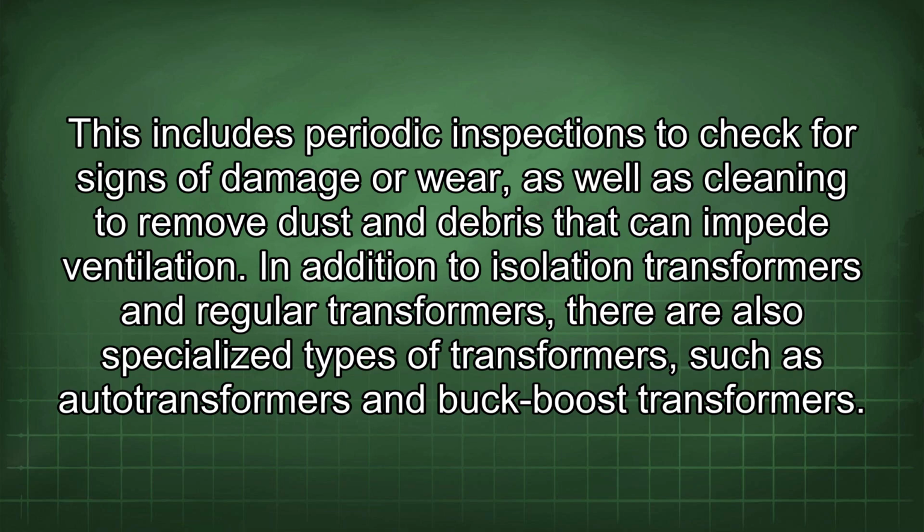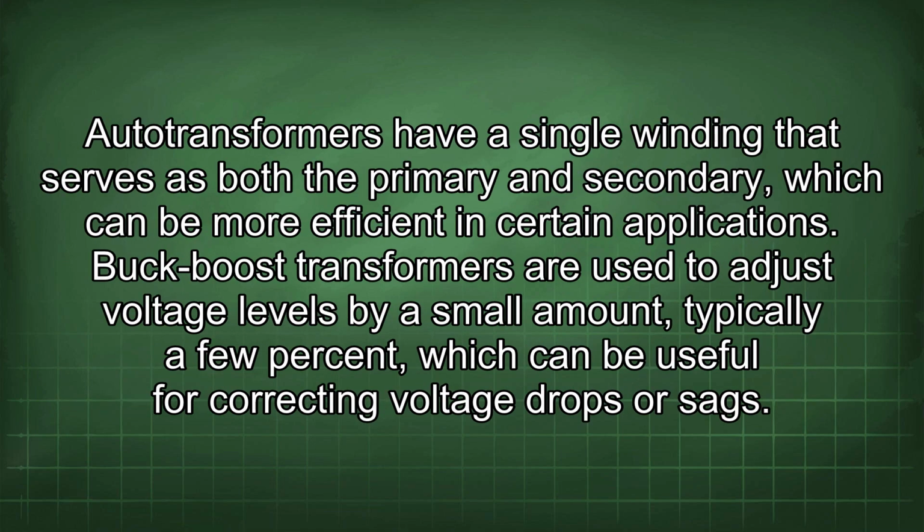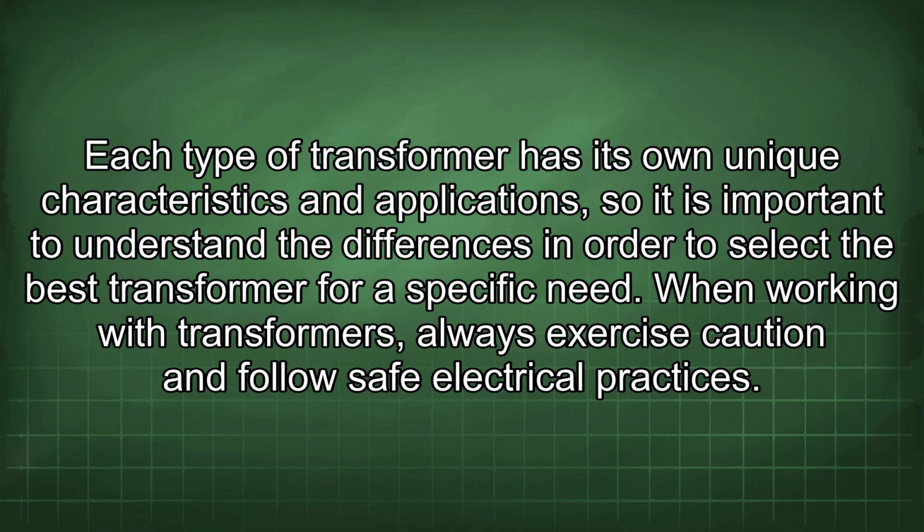In addition to isolation transformers and regular transformers, there are also specialized types of transformers, such as autotransformers and buck-boost transformers. Autotransformers have a single winding that serves as both the primary and secondary, which can be more efficient in certain applications. Buck-boost transformers are used to adjust voltage levels by a small amount, typically a few percent, which can be useful for correcting voltage drops or sags. Each type of transformer has its own unique characteristics and applications, so it is important to understand the differences in order to select the best transformer for a specific need.